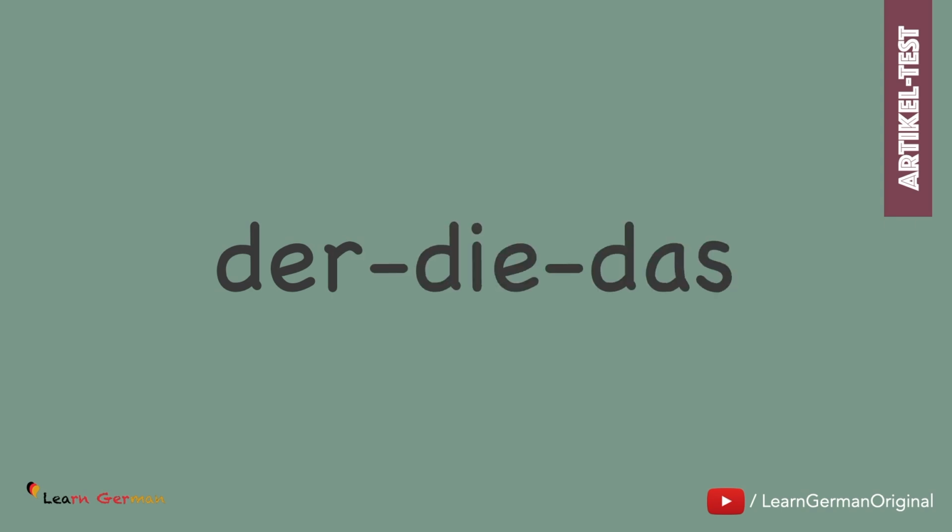Der, die, das. The three articles in German, respectively for masculine, feminine, and neutral. Every noun in German has an article. How many do you know? At least the common ones. Let's see. How many do you remember?